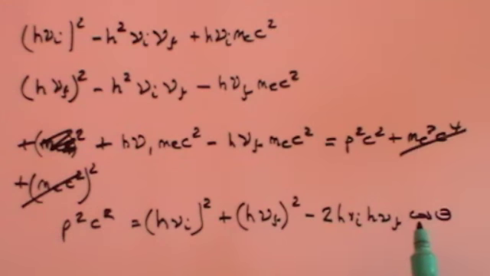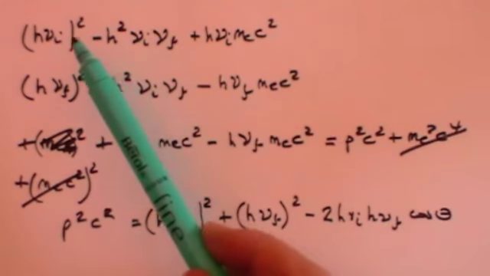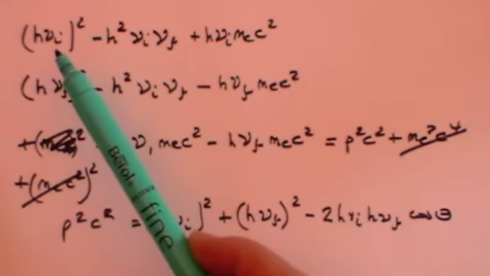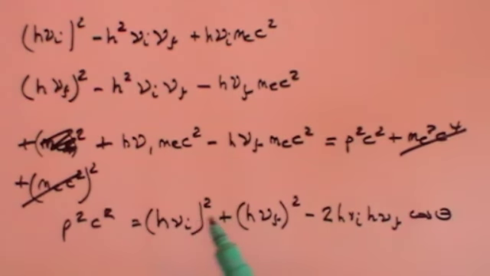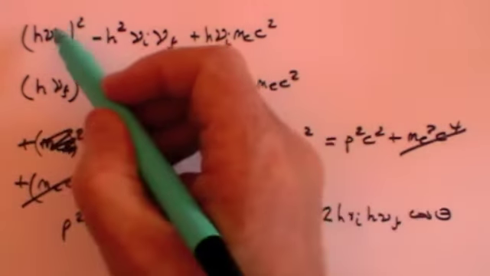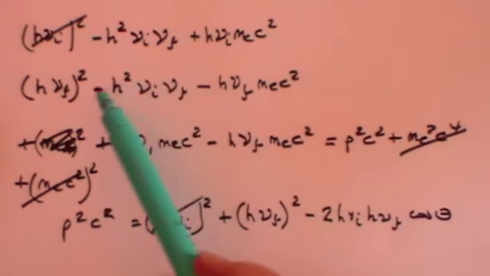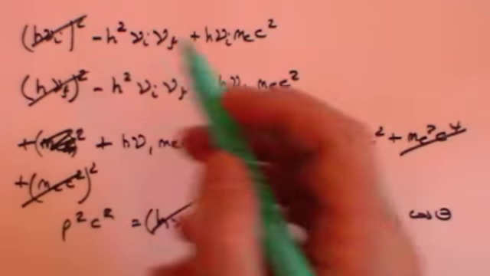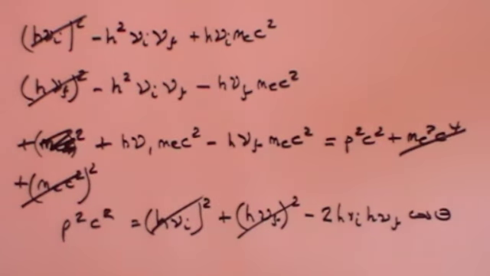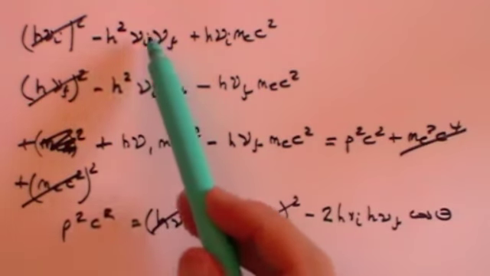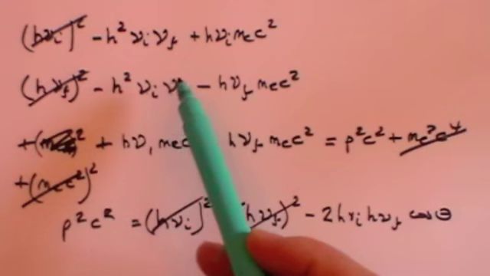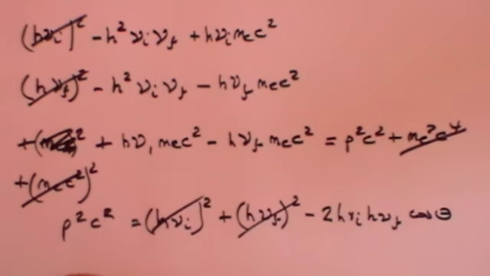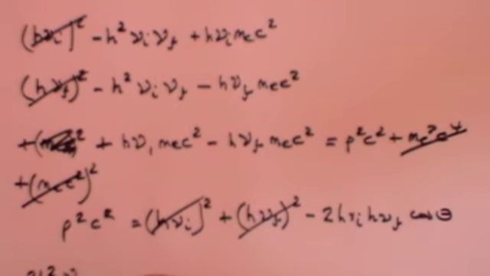And that means we can now lose a bit more, because you'll notice we've got an (h nu I) all squared here and an (h nu I) all squared here, so they go. We've got an (h nu f) all squared here and an (h nu f) all squared here, so they go. And now we just need to tidy up what's left. Well, look, we've got 2 lots of these terms here, the h squared nu I nu f. So we've got minus 2h squared nu I nu f.